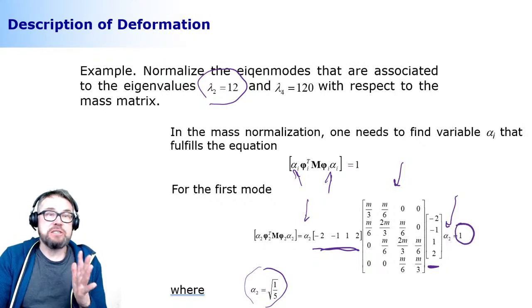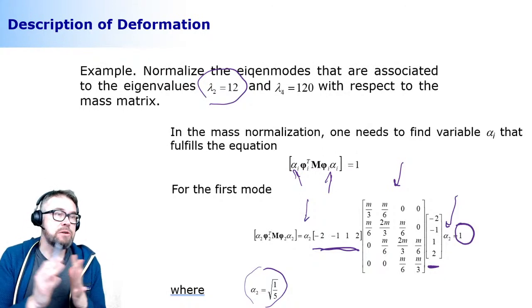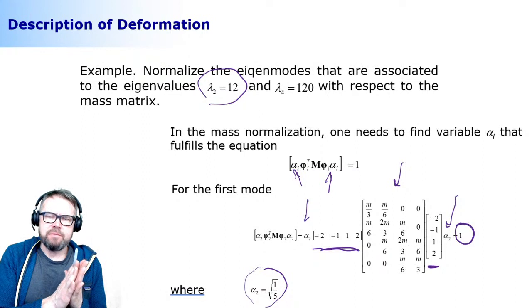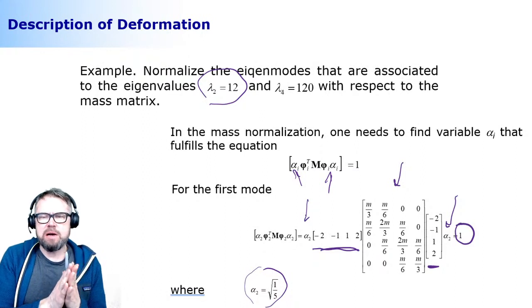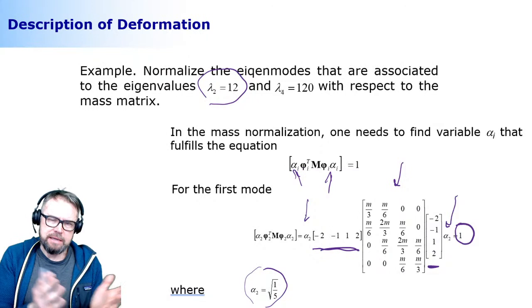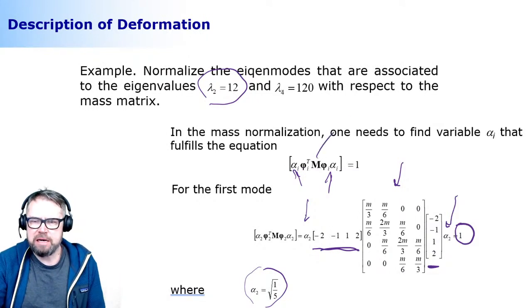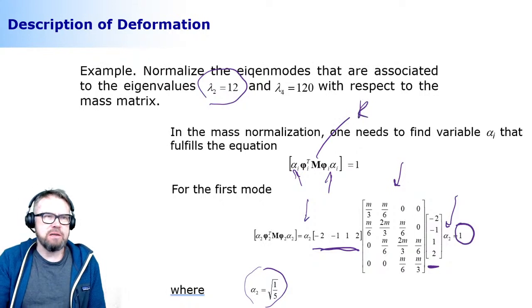Okay, so that's just the scaling. So it's not changing anything else, but just making the numbers more pleasant to deal with. There are other kinds of normalization than mass normalization available. Some codes, some teams prefer to use stiffness normalization. And the stiffness normalization, of course, means that instead of using mass here, you're using your stiffness matrix.